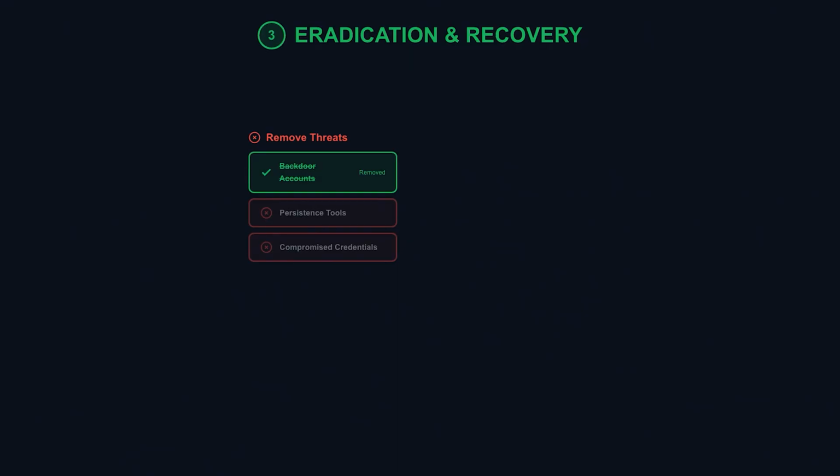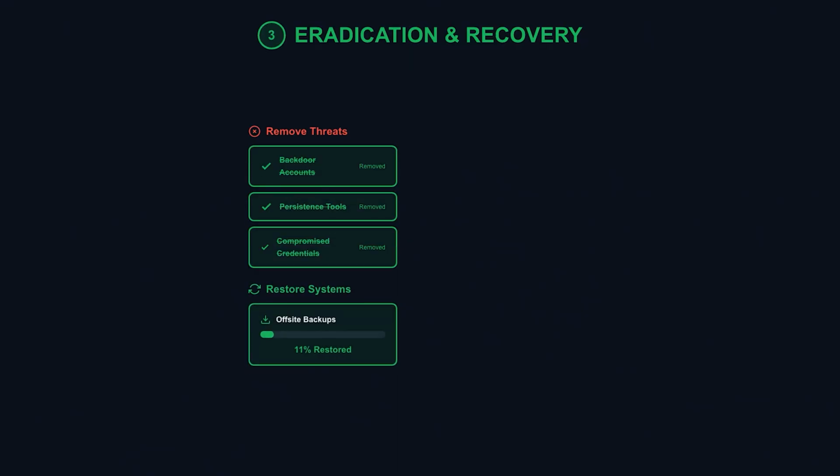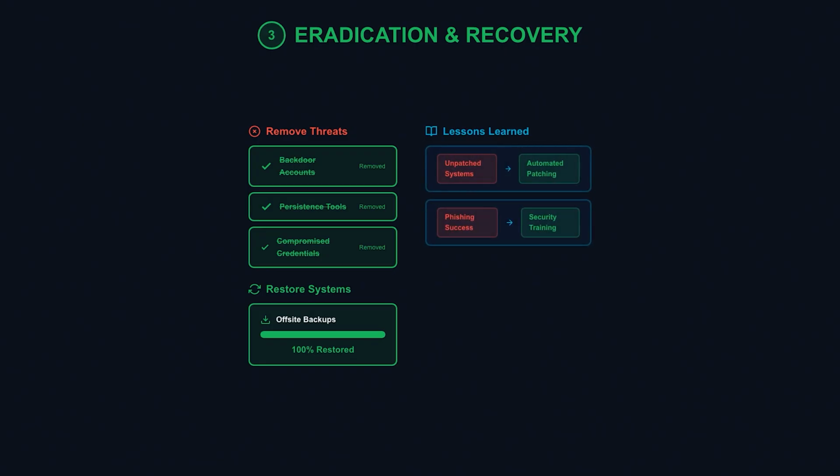Third, eradication and recovery. Remove every backdoor, every compromised account, every persistence mechanism. Restore systems from offsite backups the attackers didn't find. Rebuild what can't be restored. Finally, lessons learned. What failed? The unpatched systems? The employee who clicked? The missing detection rules? Each failure becomes a security improvement. Incident response isn't admitting defeat. It's how organizations get stronger.